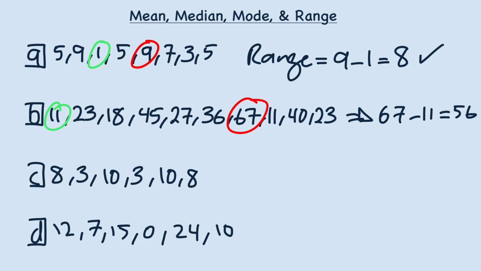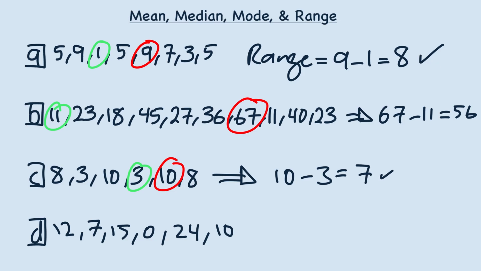Okay, now let us jump to C. The largest number is 10 and the smallest number is 3. So we have to subtract them. So 10 minus 3 equals 7. So this is the range.